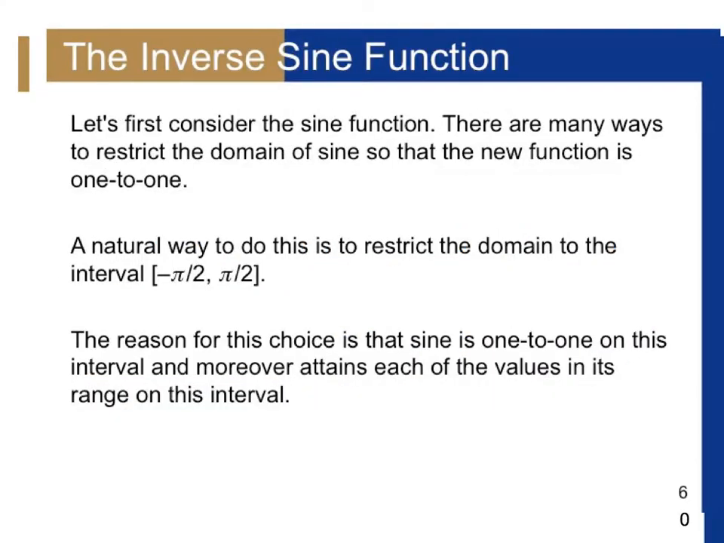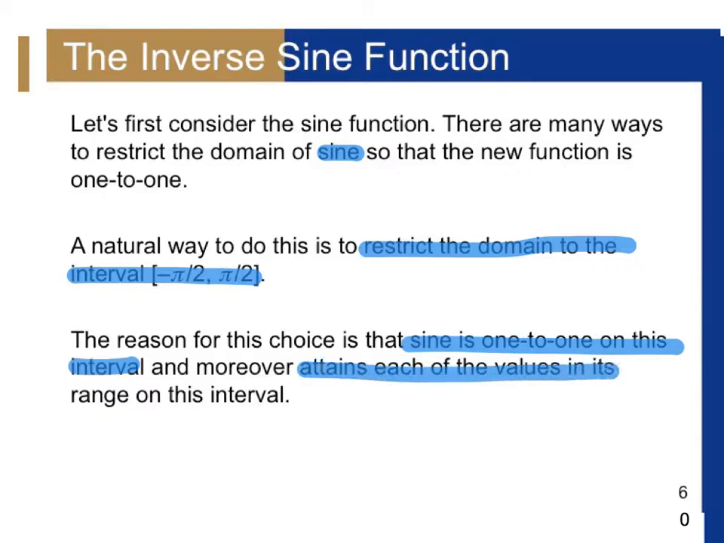In fact, for sine and cosine, we're going to restrict it to half a cycle. For the sine, we're going to restrict the domain to the interval minus pi over 2 to plus pi over 2, and we do that because sine is 1-to-1 on this interval. It also attains each of its values of the y of the range on this interval.